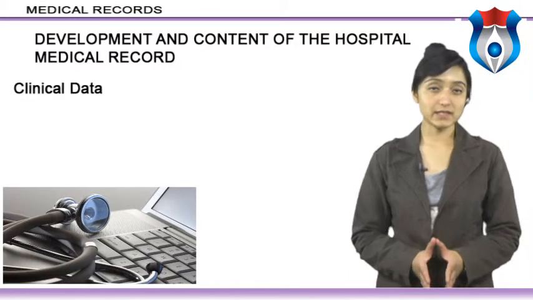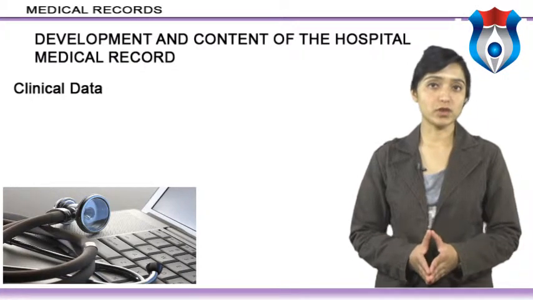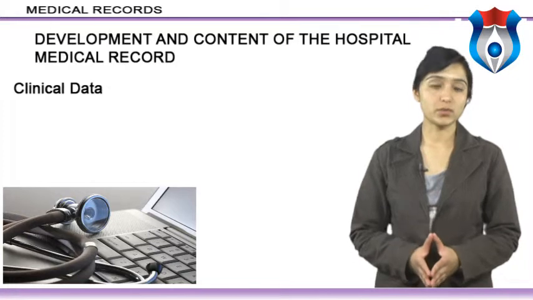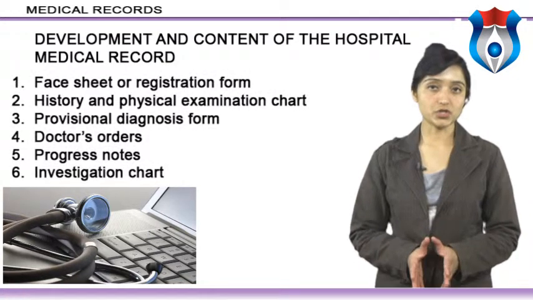Clinical data. The second major group of data in the medical record is the clinical data. It consists of the following records and reports: face sheet or registration form.